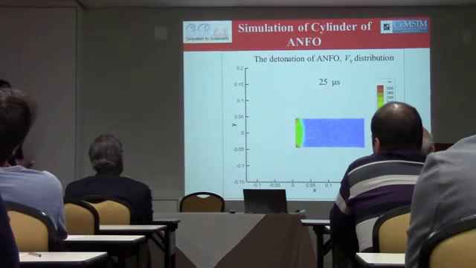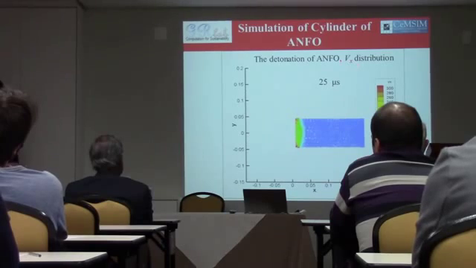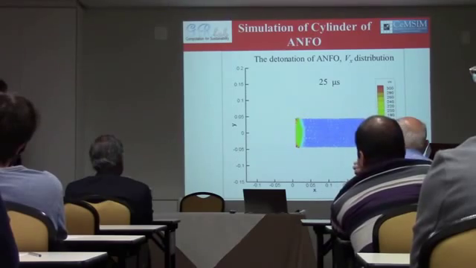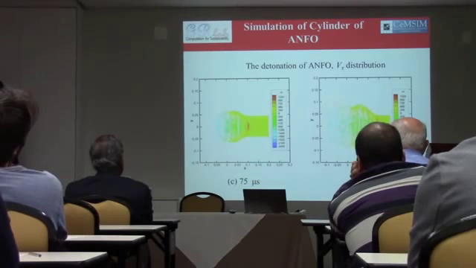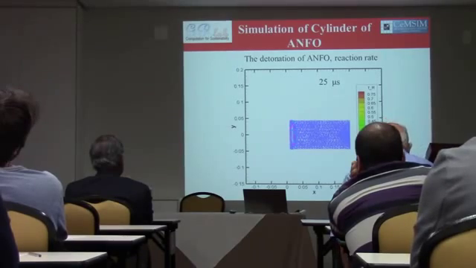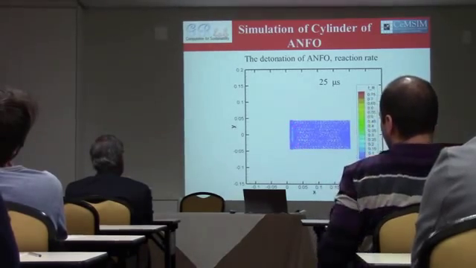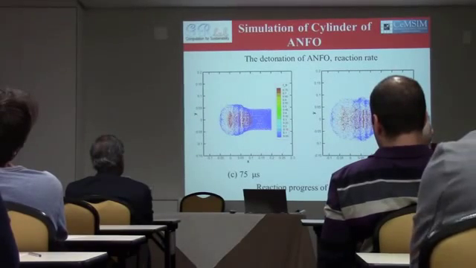This is the early stage at 25 microseconds. Here it shows the velocity distribution in the x direction. This part you see is already detonated, and as time goes on, the detonation goes further and further. Here it shows the reaction rate. You see a layer of particles gets reacted, and the reaction goes further and further.